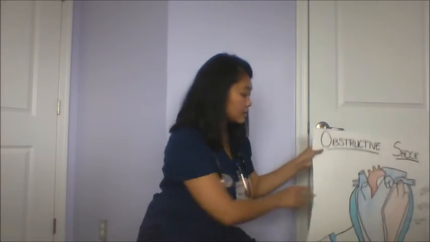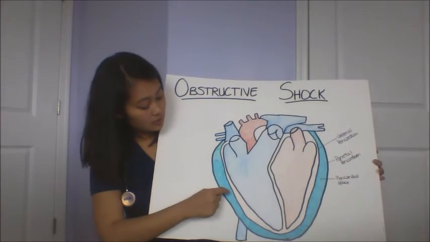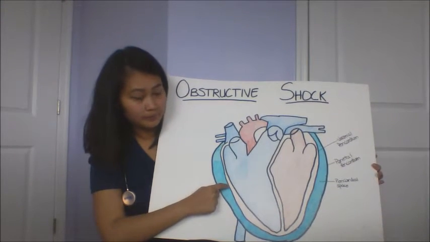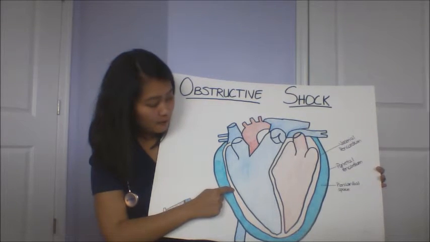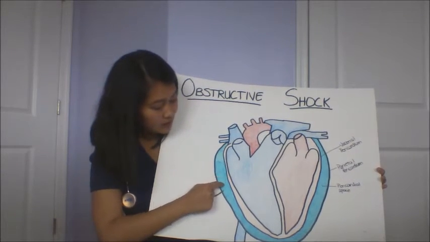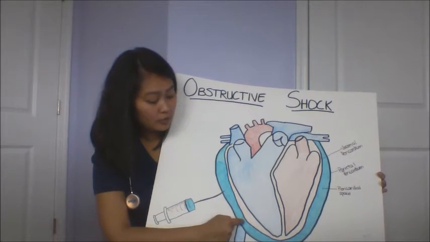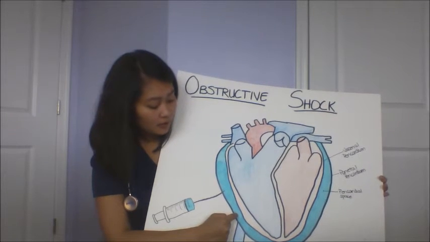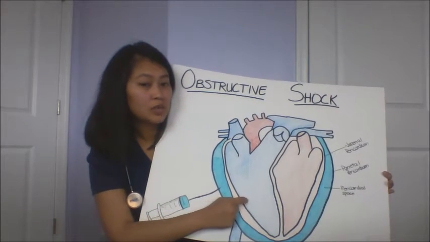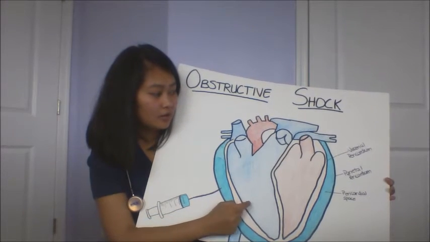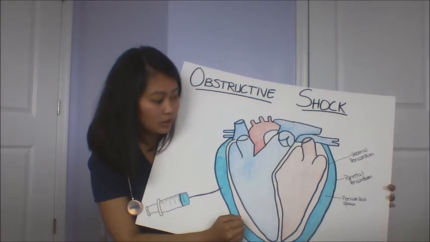And here is a drawing of the heart. So this right here, this black line is the visceral pericardium, and then the blue space here is the pericardial space, and this is where the fluid will accumulate and add pressure on the heart and act like it's squeezing the heart and having the heart not able to expand and pump like it normally does.